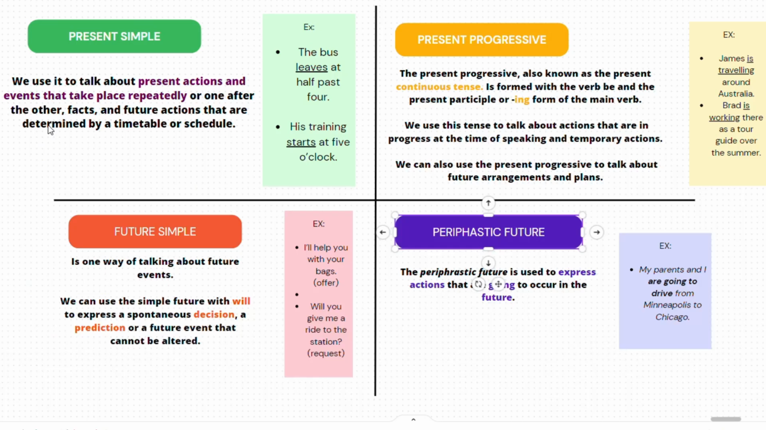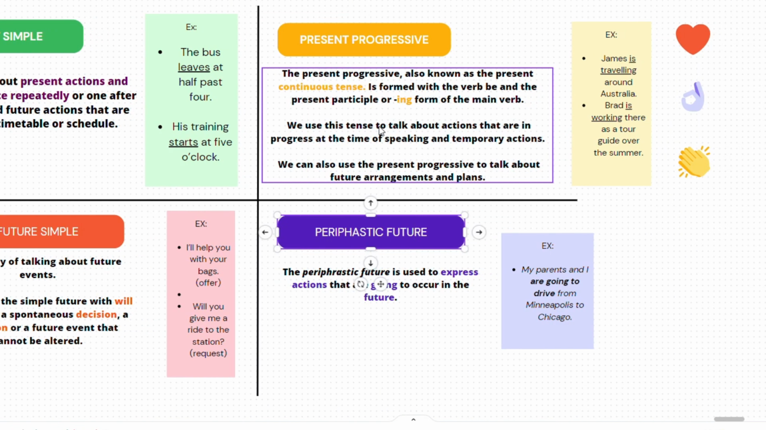Present simple. We use it to tell about a present action that happens regularly. For example, the bus leaves at 8 o'clock. Present progressive. The present progressive is formed with the verb to be in continuous tense form, the verb to be plus -ing at the end of the verb. We use it for an action in progress at the time of speaking or a temporary action. For example, Brad is working as an outdoor guide over the summer.